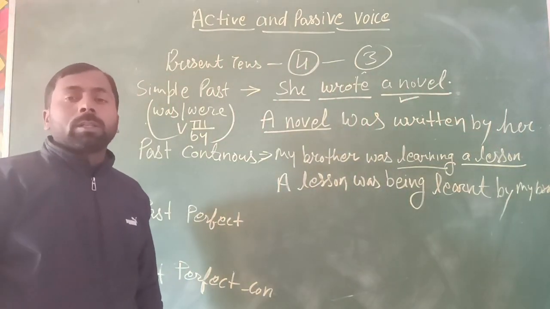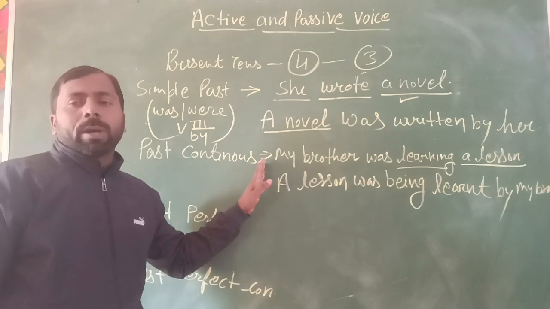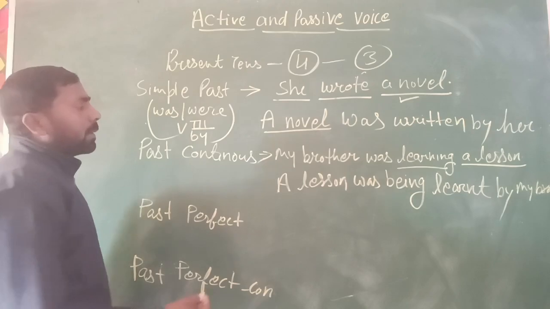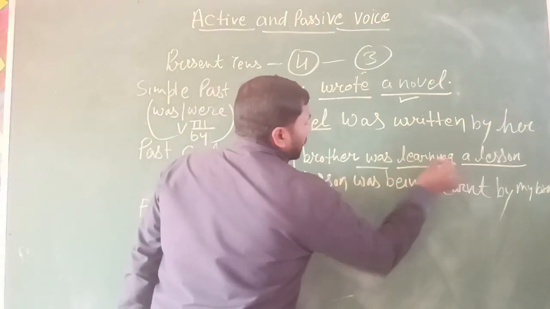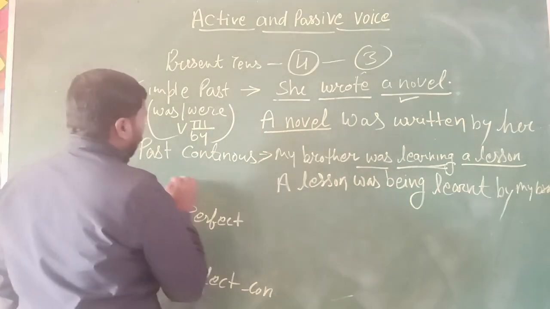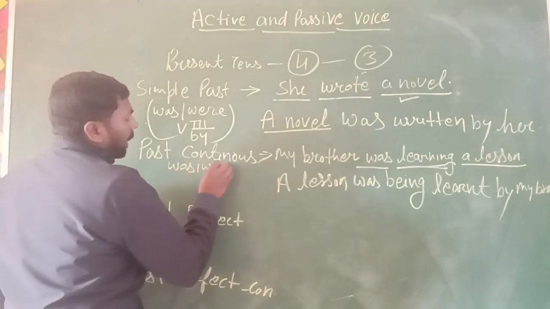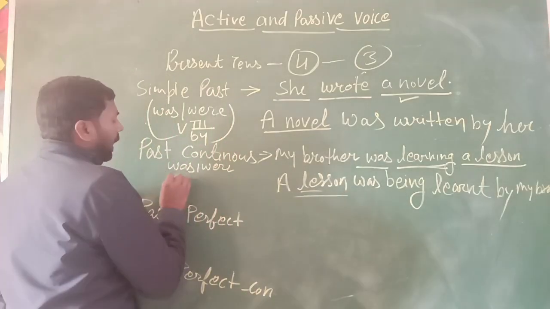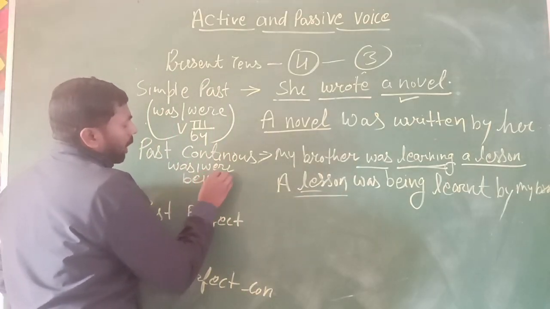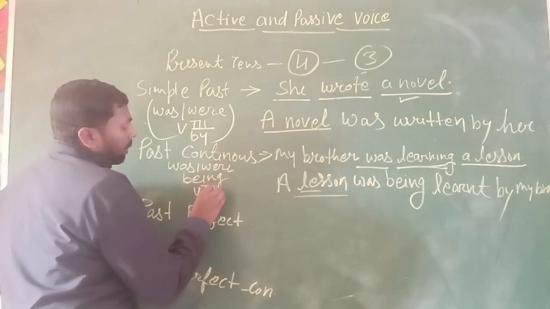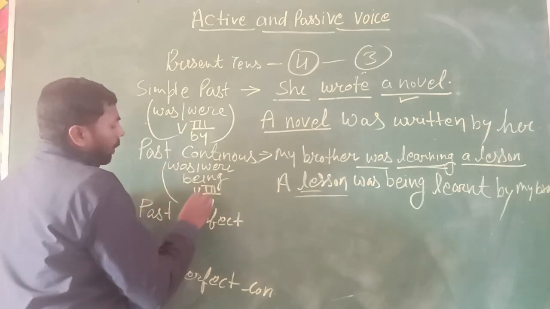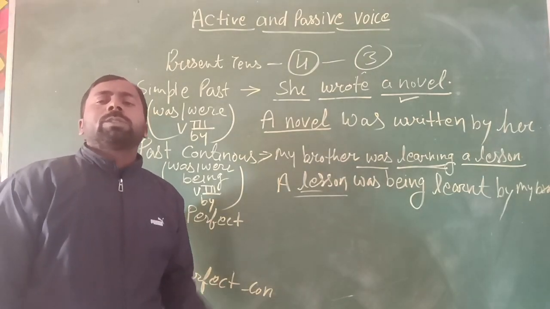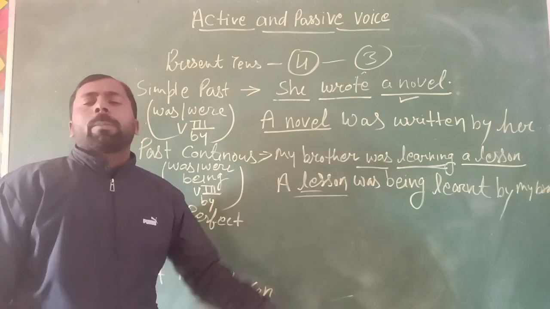It's clear? It is the simple process of changing active voice into passive voice. Okay, so we can see here the was and ing form. First we add was or were according to the subject, and after that add being, and then the verb's third form, and then in the last we add by agent. Okay, it is the simple process of changing active voice to passive voice.